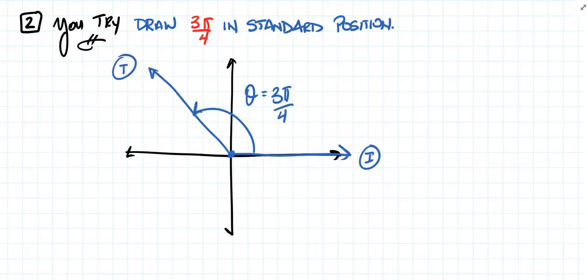Okay, hopefully you got the right answer. Your sketch should look something like this. You should have the initial side glued down to the positive x-axis, and the terminal side is free to swing around, and it should end up in quadrant number 2, exactly splitting quadrant number 2 in half at 45 degrees. So this is an angle of 3 pi over 4 drawn in standard position.